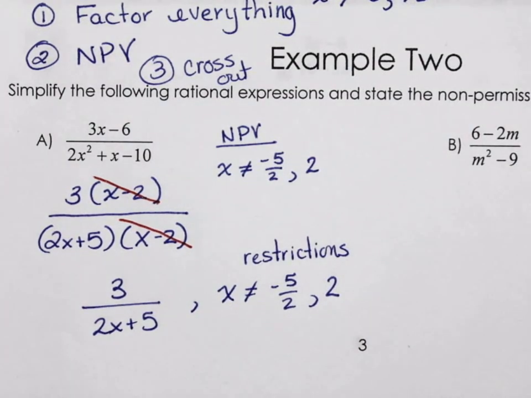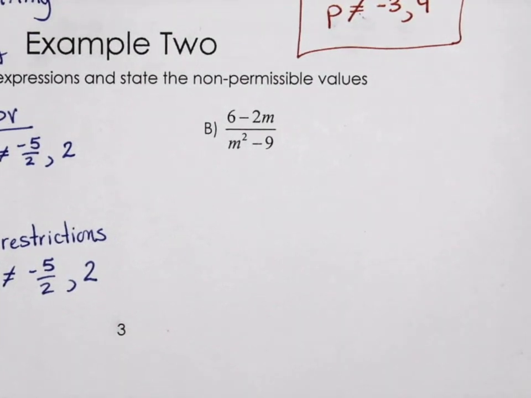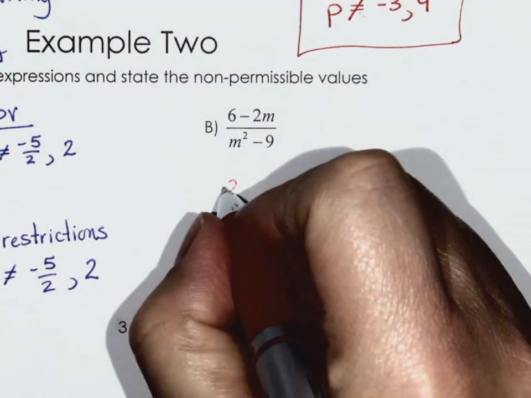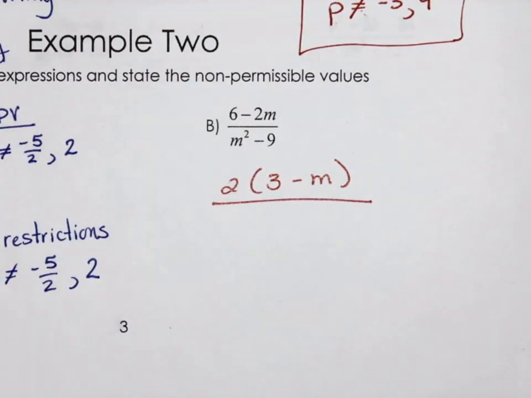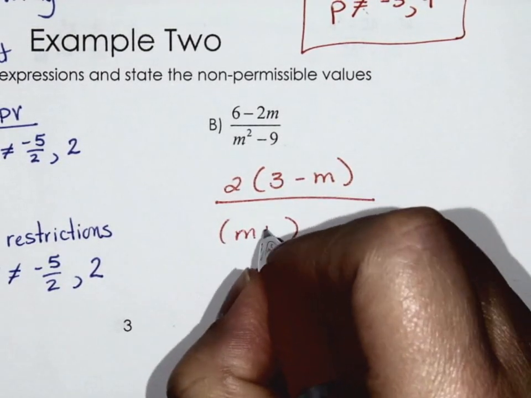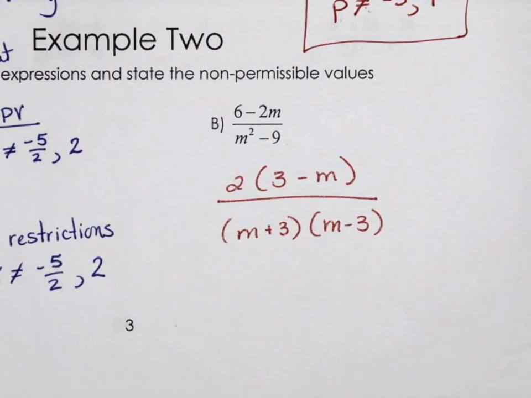All right. B is a tricky one. Step 1, factor everything. What can I take out? 2. So I'm going to use a different color. What do you notice about the bottom there? What do we call that? Yeah. Difference of squares. Perfect square in the front, perfect square in the back. So this will be m plus 3, m minus 3. Okay, so I factored everything, top and bottom.